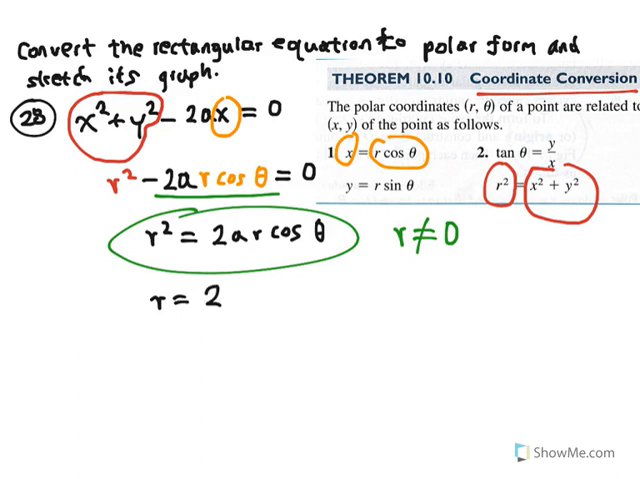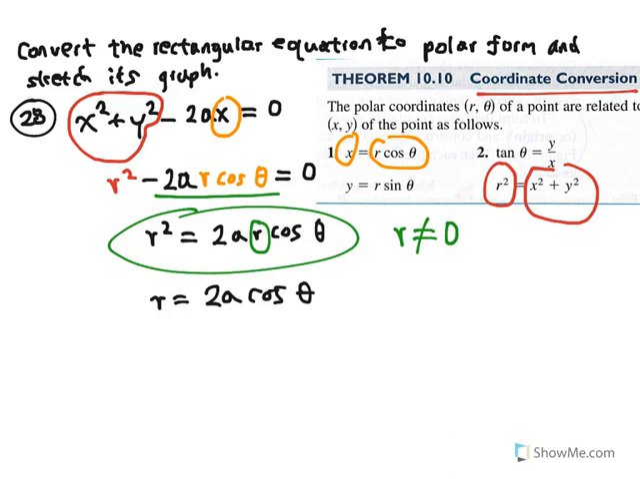R is equal to, when you divide the left side of the equation by r, r squared divided by r is r. When you divide the right side of the equation by r, r divided by r is 1, so you get 2a cosine theta, and that's our polar equation.